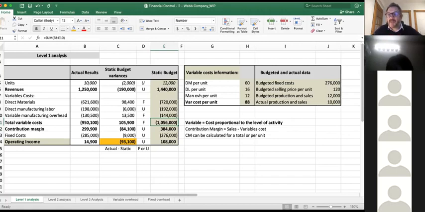is it fair to compare the two things if the quantity is different? No. Okay, so why should we not compare the two directly? It's because we compare information which is built on 10,000 units, and the other one is based on 12,000 units. Okay, so of course, it makes sense that, for example, the direct material is bigger in the static budget than in the actual result, because it's not made for the same quantity.